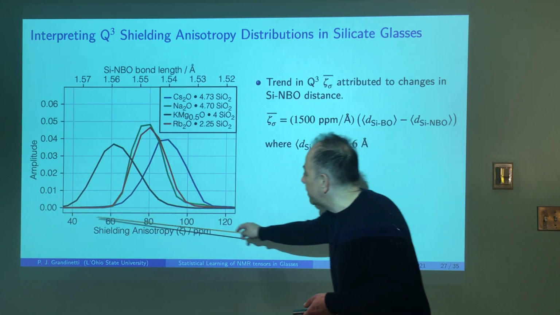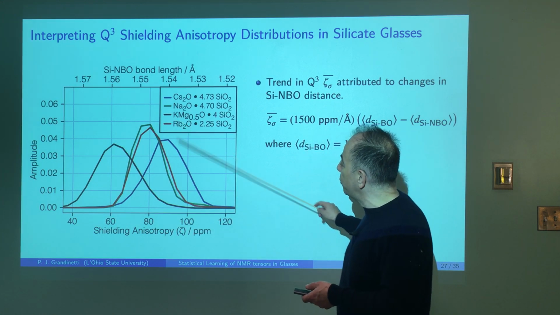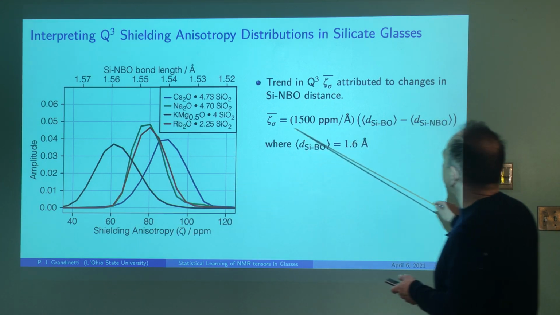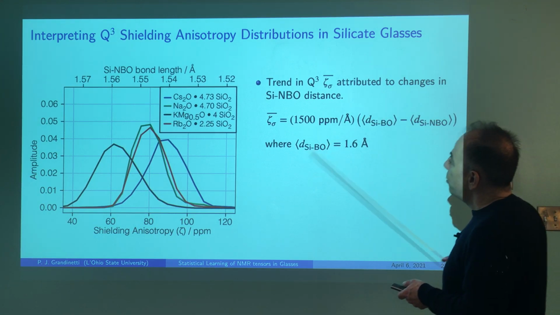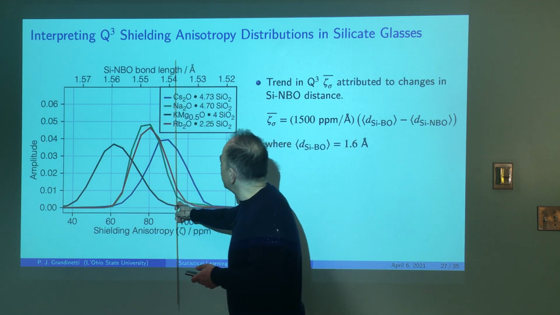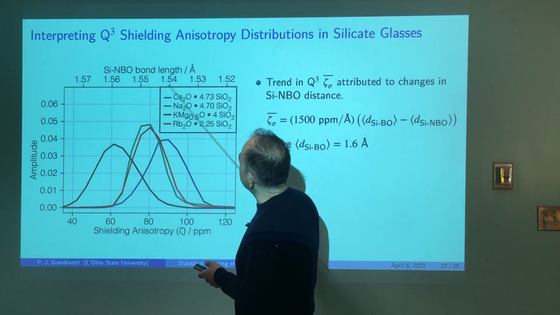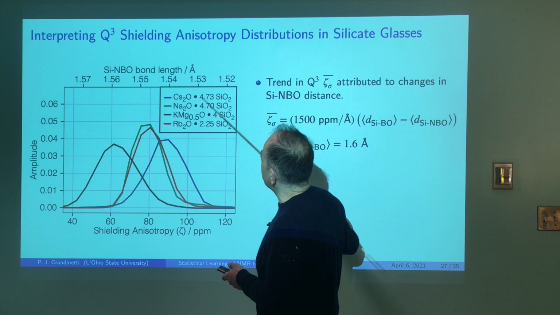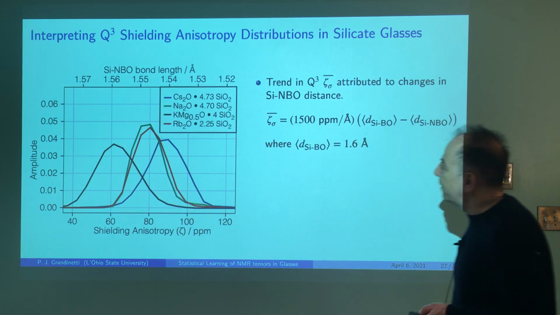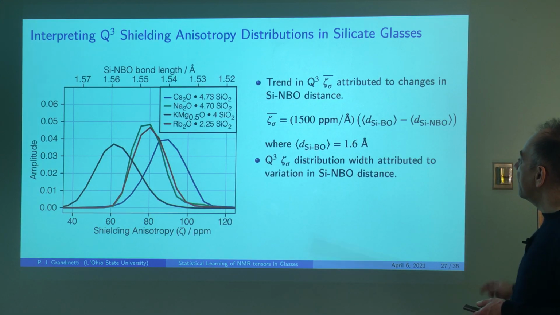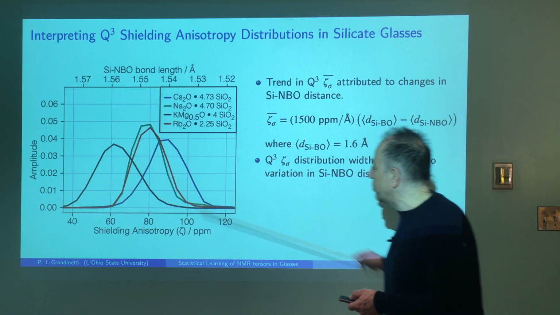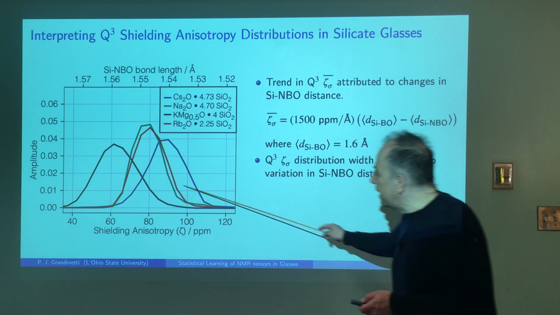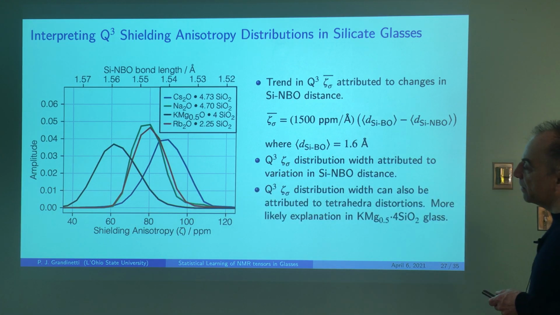If you take the projections of those shielding anisotropies for the Q3 sites, and you use that rough relationship that we proposed earlier, you can see that the change in those peak positions is really telling us about how the silicon non-bridging oxygen bond length is changing in these different compositions. The Q3 distribution also has some width associated with it, and in these cases over here, that width is mostly the silicon non-bridging oxygen distance variation.